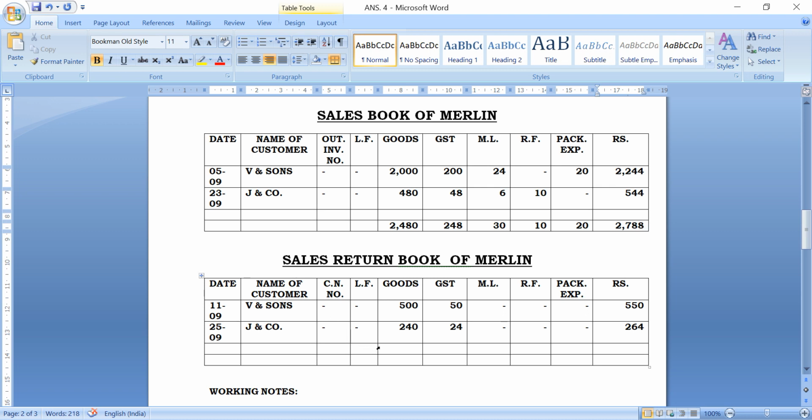Totals of sales book are made, and now the last thing to be done, sales return book. In it the goods total comes to 740, GST 74, nothing in mahajan lago, nothing in railway freight, nothing in packing expenses either. And now its grand total: 550 plus 264, and that will give us 814.